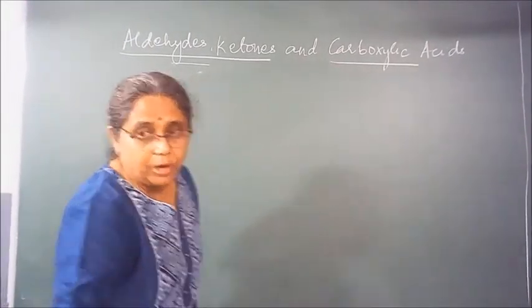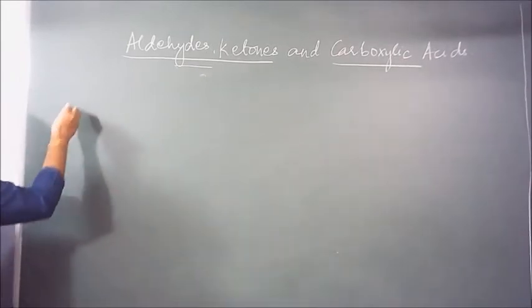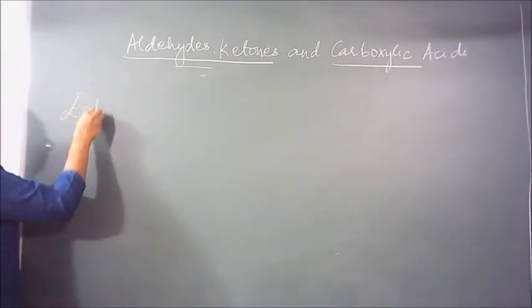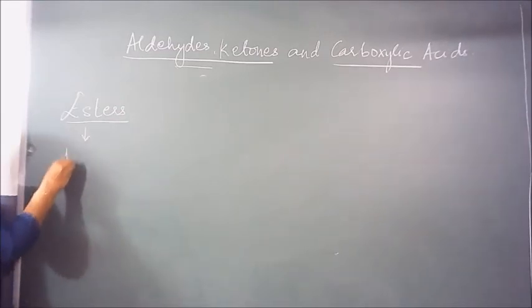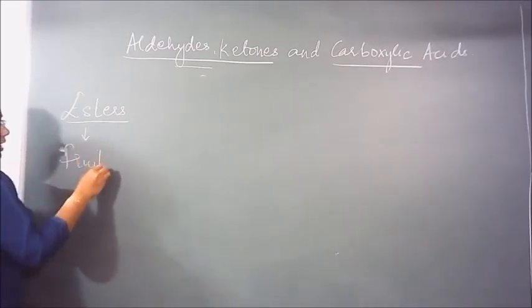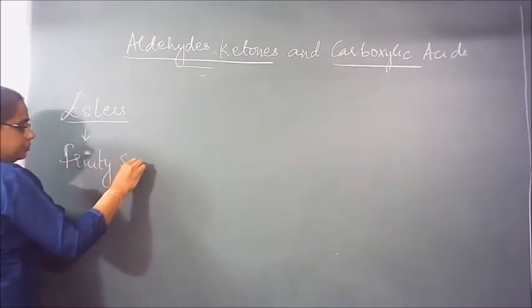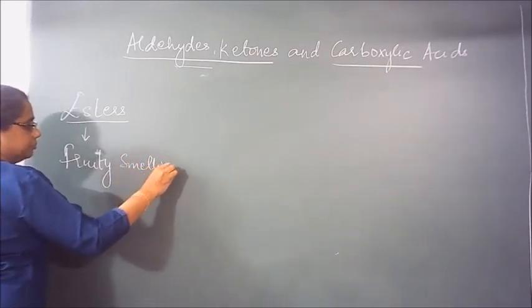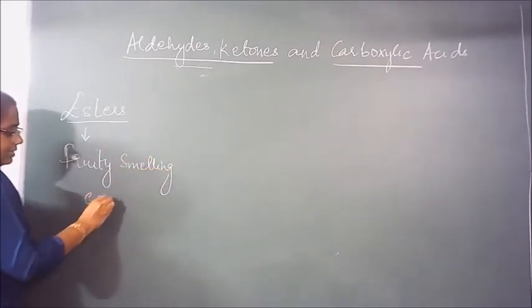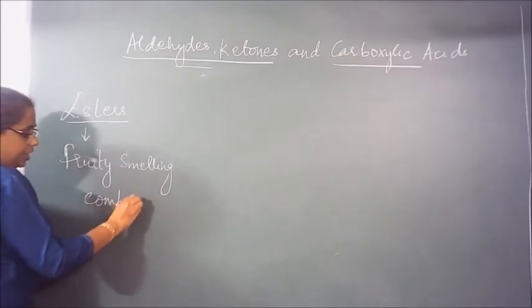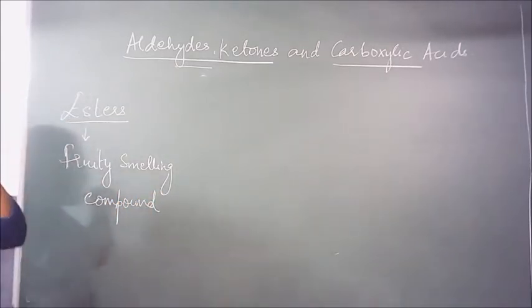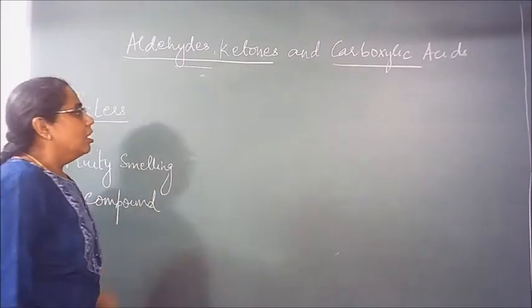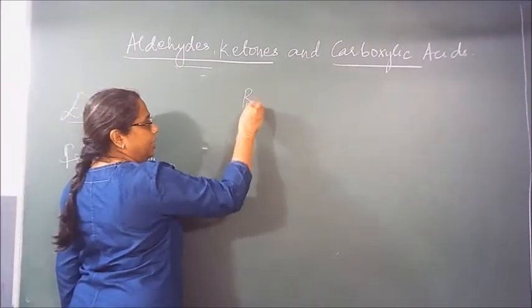Okay, now we will talk about the third acid derivative, which are called esters. We all have studied that esters are fruity smelling compounds. These esters are primarily used in essence. They are also used as flavoring agents. So how is an ester made?